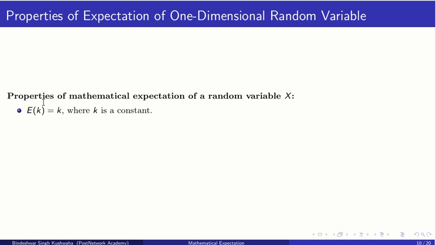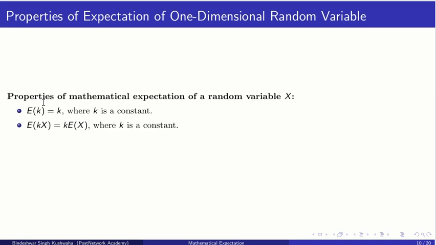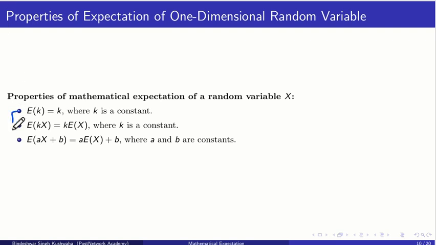Now let us see some properties. The expected value of a constant is the constant, and if you multiply any constant with a random variable, that constant will be outside of the expectation. Now if you combine both of them, you will get the third one. So if you combine both of them, that means the expectation operator is linear in expressions.